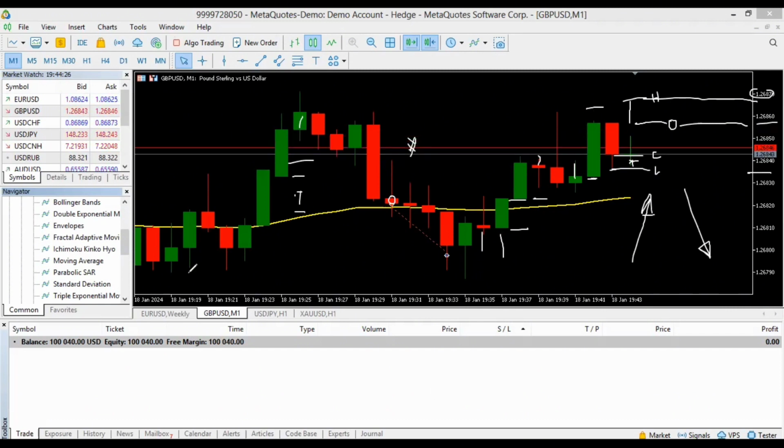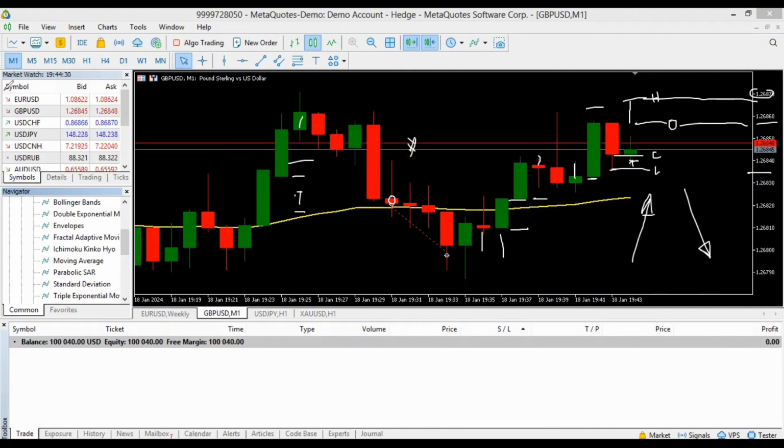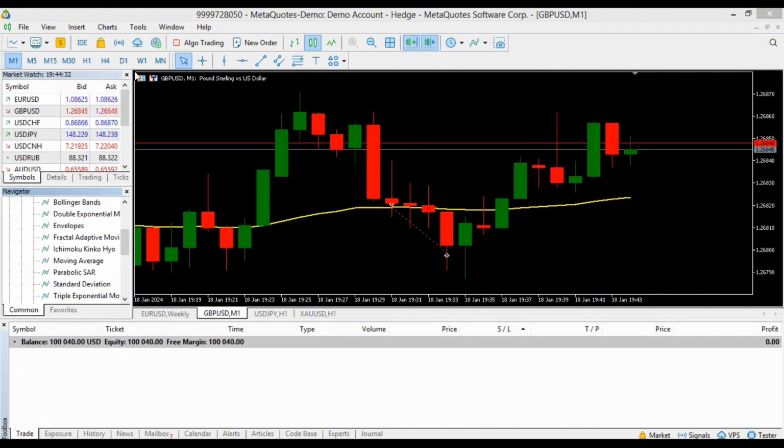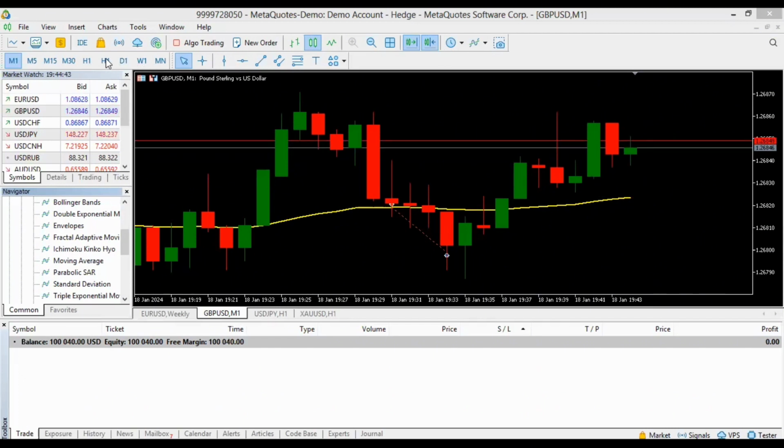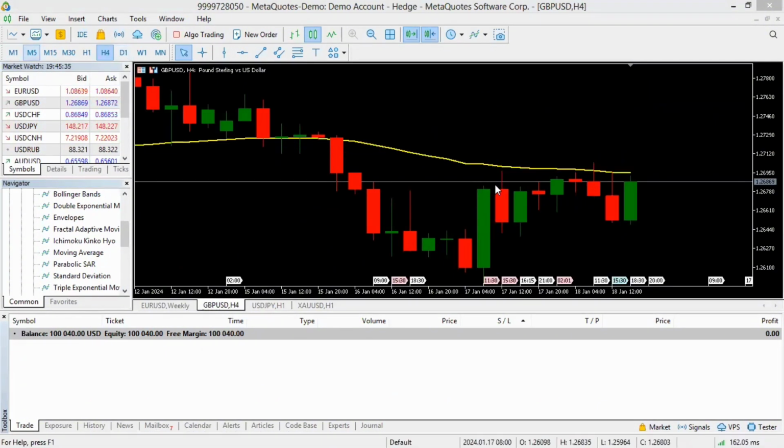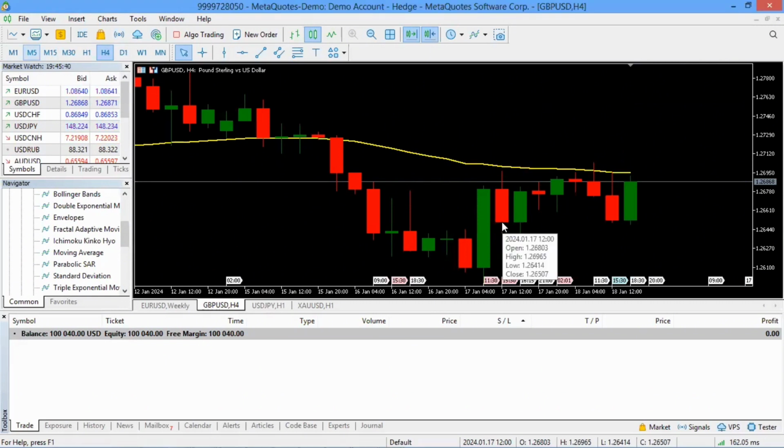Let me point on the candle and show you something. I have to clear all this. Let's clear the chart. Let me point on this candle. Okay, let me go to a higher time frame, the H4 time frame, let me check something. Okay, so can you see close, low, high, open?